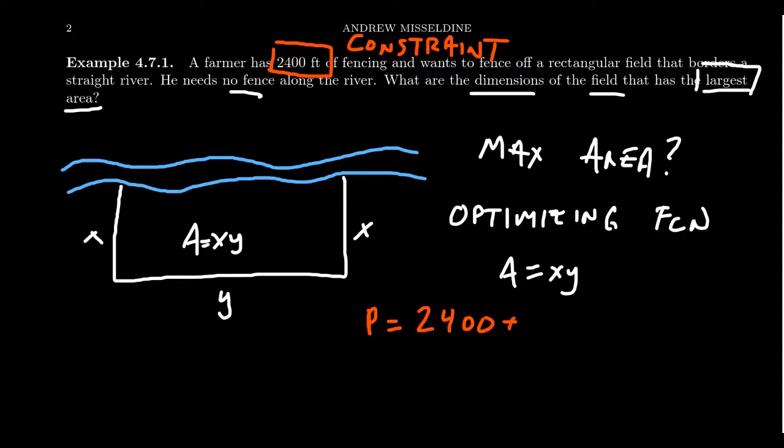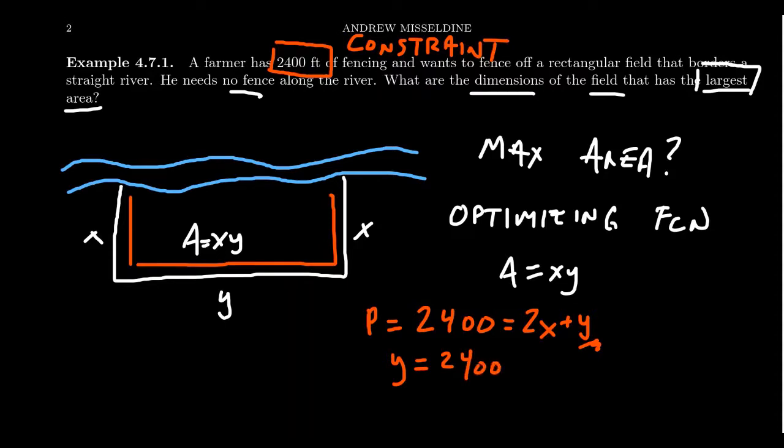But how does this perimeter relate to the variables present? Well, if you think about our rectangle, we have one x, we have a y, and then we have another x. We don't have a second y because of the river there, and the perimeter is then going to equal 2x plus y. The perimeter of a usual rectangle will be 2x plus 2y, but because of the river, we only get 2x plus y. And so if we use this constraint, we can solve for one of the variables. Let's say we try to solve for y right here. y would then equal 2,400 minus 2x, for which we can then plug that into the optimizing function for the variable y here.